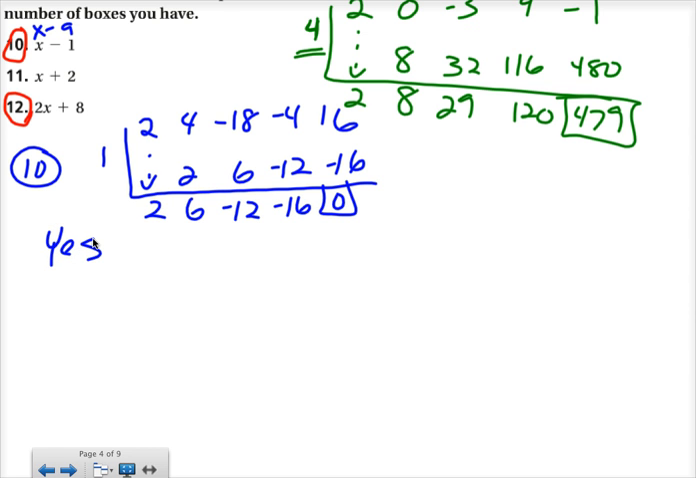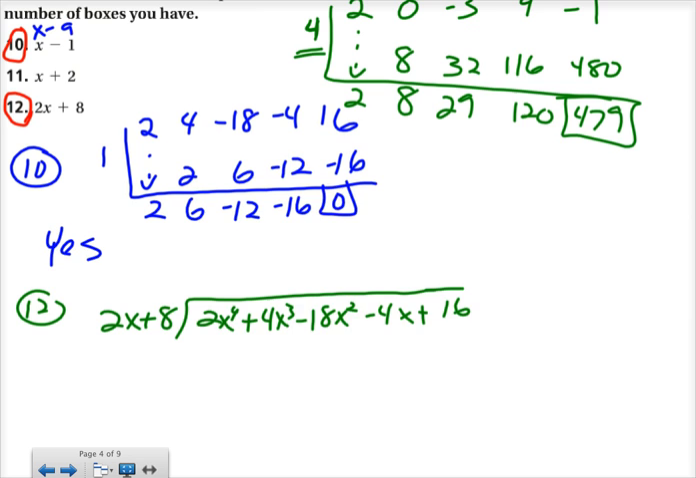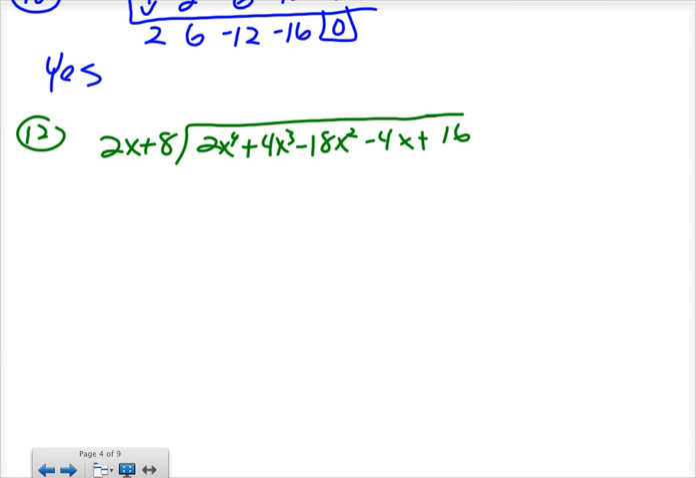It works. We have a remainder of 0. Now, number 12, unfortunately, I cannot use synthetic for, and that's because it's not in that x minus a format. So I have my little 2x plus 8, and I'm going to have to divide by long division. 2x to the 4th plus 4x to the 3rd minus 18x squared minus 4x plus 16. I'm looking for the same thing. I'm hoping for a remainder of 0.